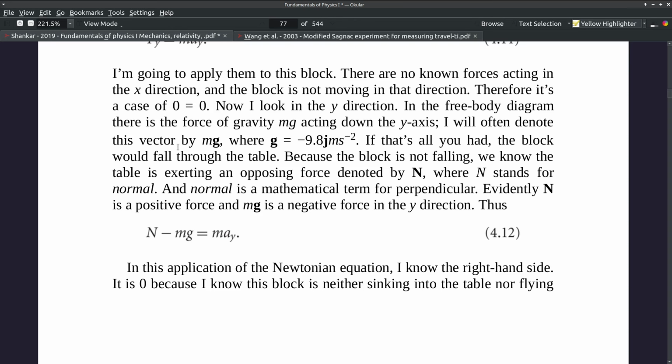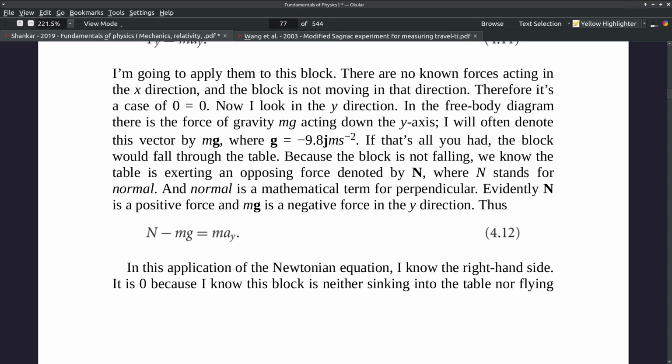I will often denote this vector by m g, where g, which is a vector going down, is gravity, negative 9.8 j meters per second squared. Why is that j there? Okay, let me just say, j is the unit vector pointing in the y direction. Oh, okay, right. We actually went over that before.